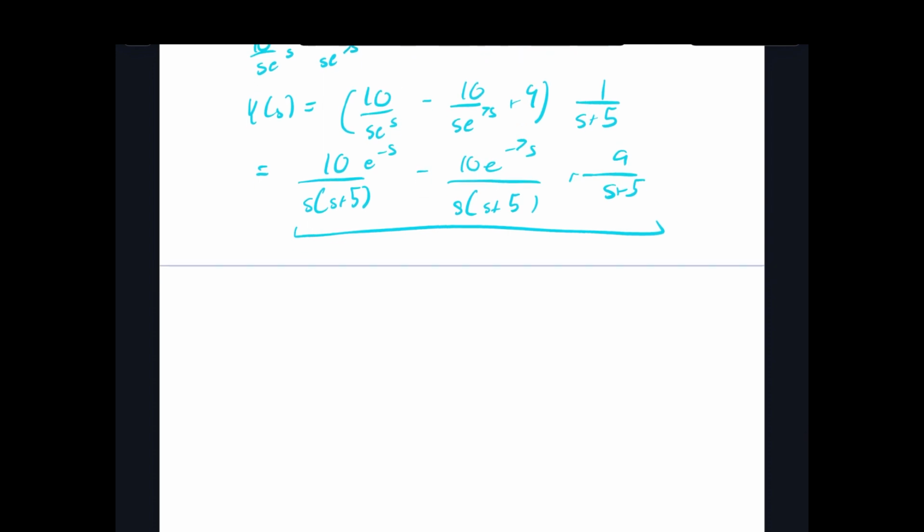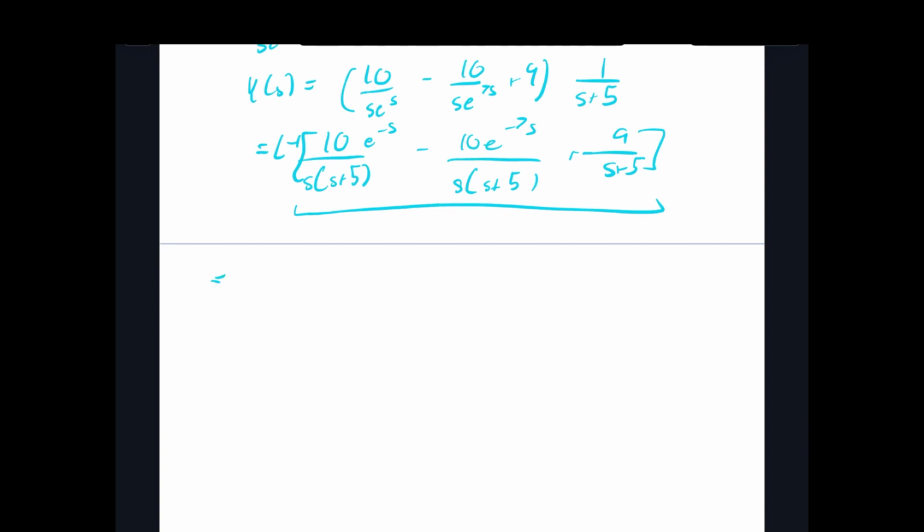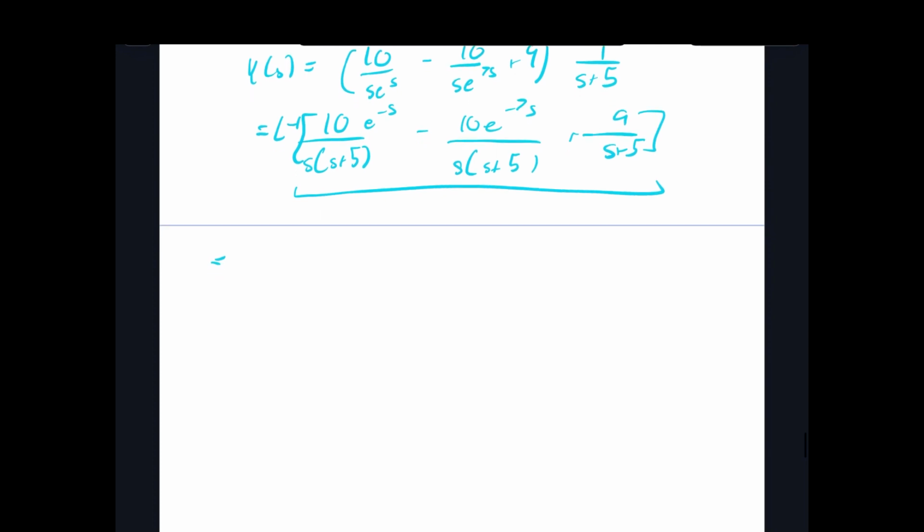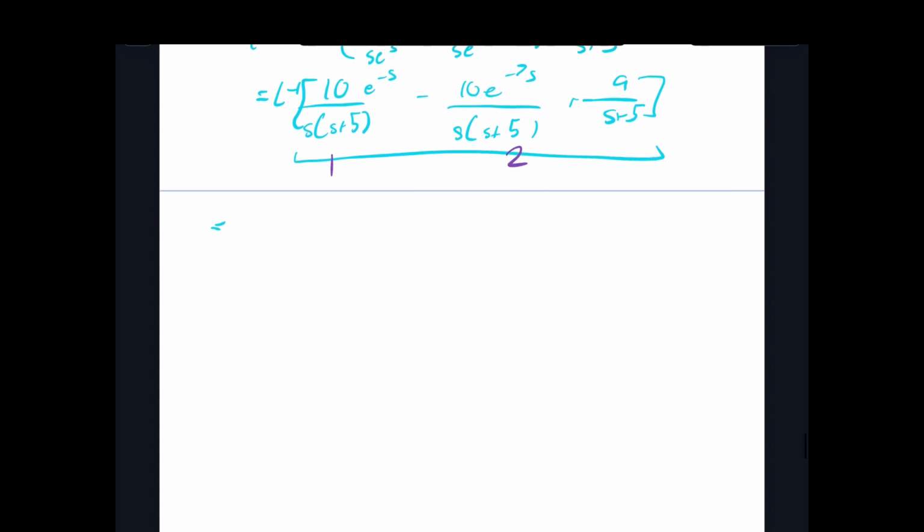When I go to take the inverse Laplace right here, I get e to negative s. I shouldn't factor; I should keep that in there. So I have to take the inverse Laplace of everything in there. I know I'm going to have to take partial fractions for these two, and when I do that, I end up getting a equals 2 and b equals negative 2.